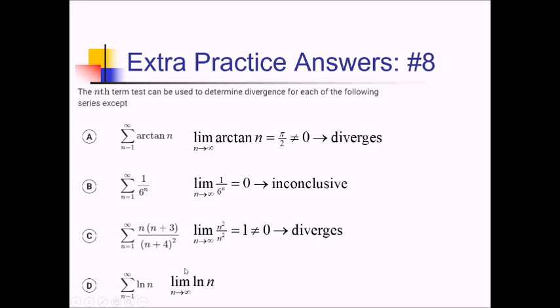And for this last one, limit as n approaches infinity of just ln of n. Well, ln is a very slow growing function, but it does grow forever if you plug infinity into it. So this goes to infinity, which is not 0. So this also diverges by the nth term test. So the only one that we couldn't use nth term test to prove divergence on was choice B.